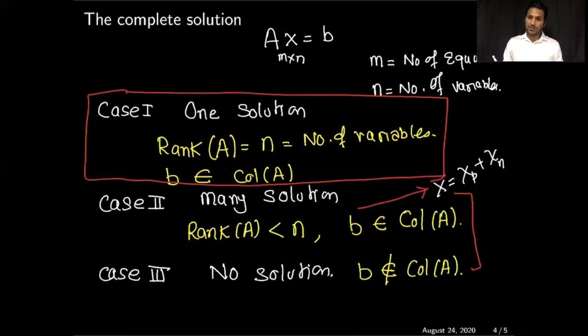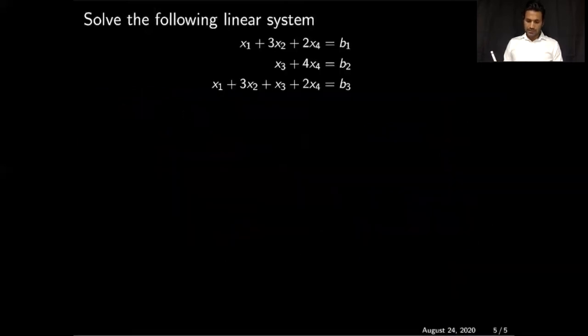That is the particular solution and the solution which has come from the null space. And this is the case when you don't have any solution, so we do not need to write any solution for that. So let me take an example to explain this more. So here I have an example.